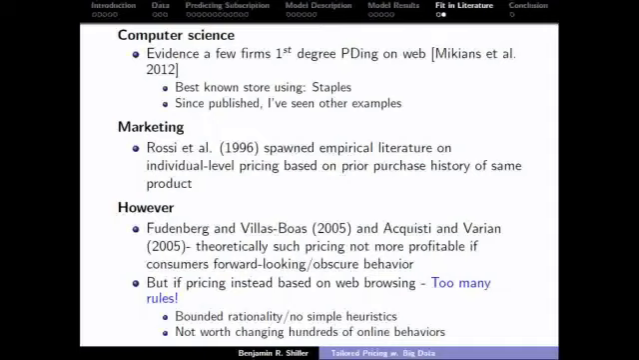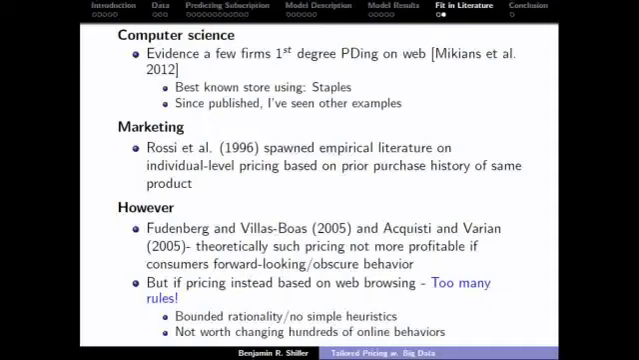Okay, so there actually was some work in marketing on person-specific pricing almost 15, 20 years ago. And what they did is they based the price on a person's past purchase history for that same item. And I think that that's a very different type of pricing, and I'll explain why.